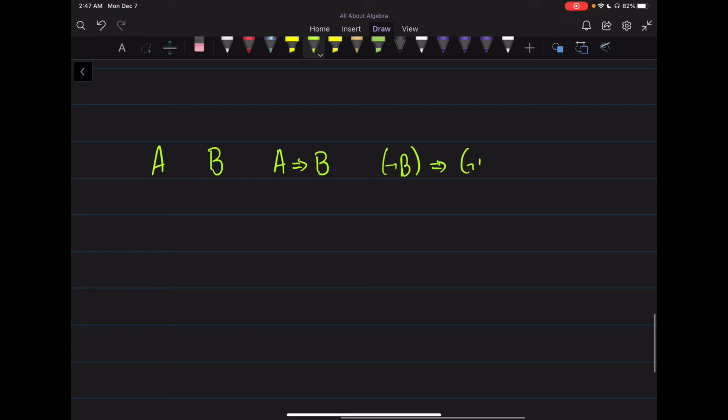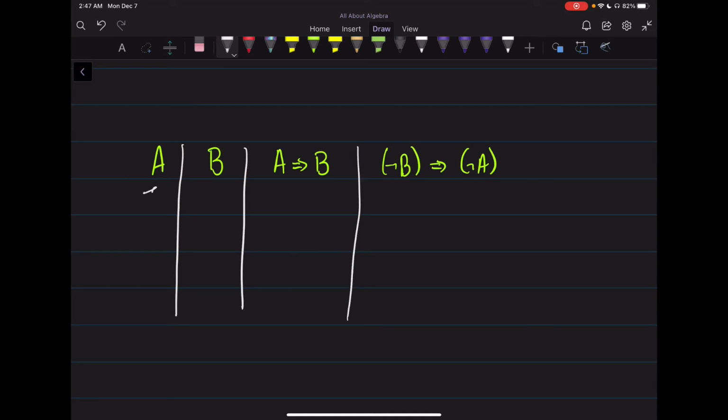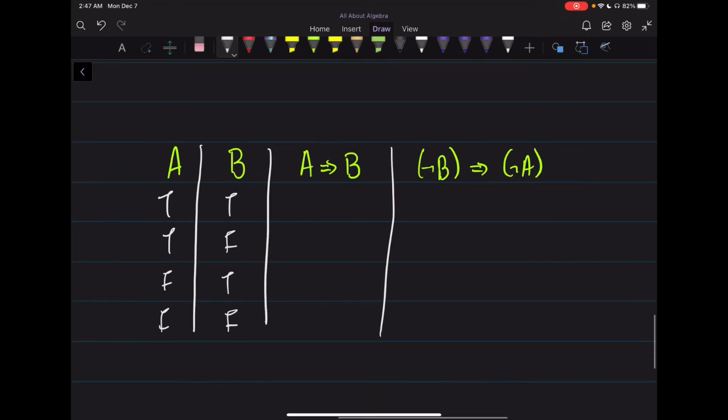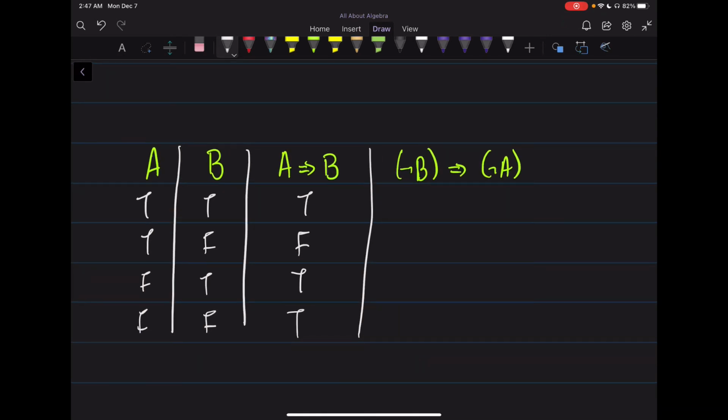Implies negation A. Right, so we have true, true, false, false, true, false, true, false. So true implies true is true, true implies false is false, false implies true is true, and false implies false is true, right? Here we get false implies false, so we negate this and we move backwards. We get false implies false is, well, true.